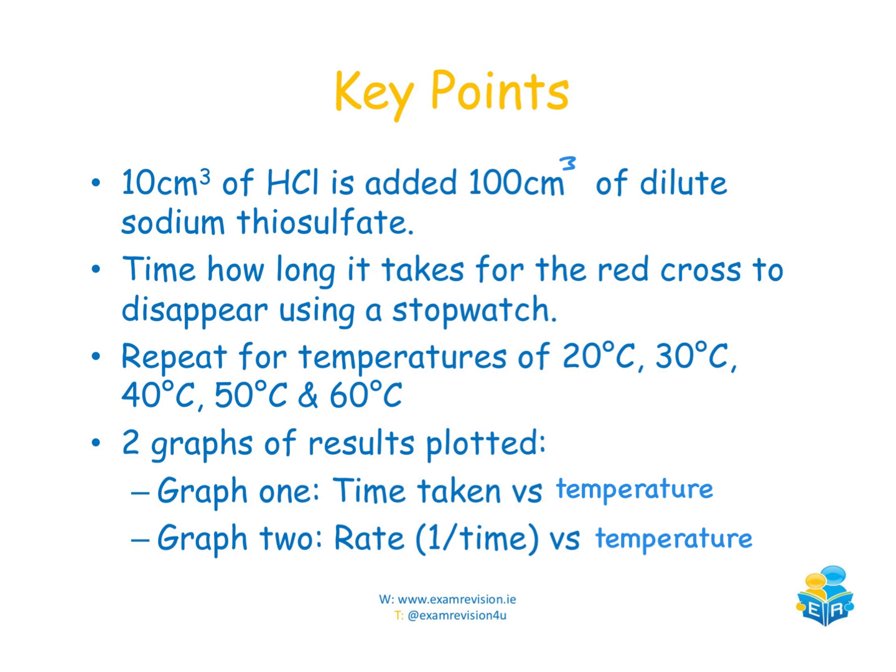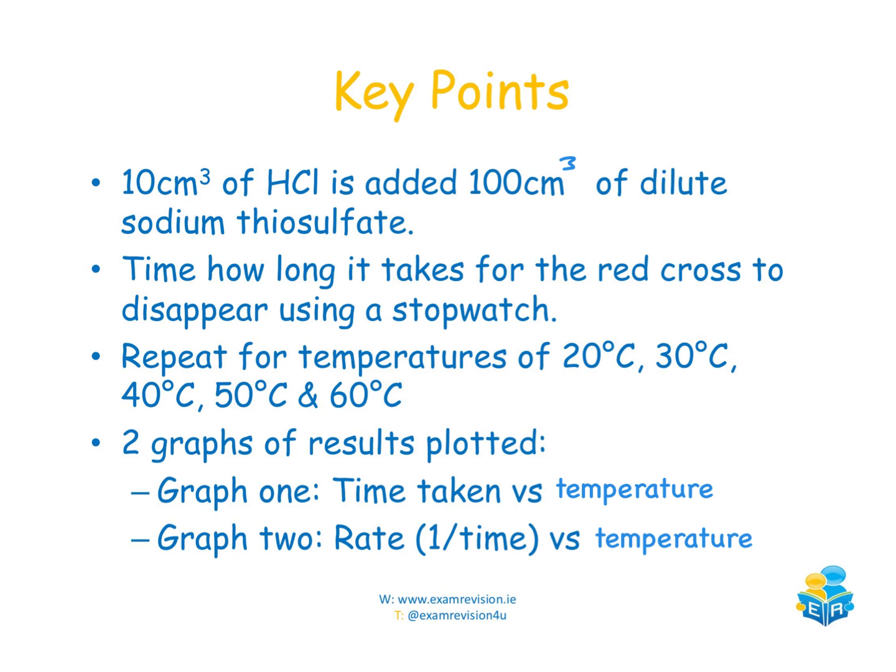So to begin, you would get 10 centimeters cubed of hydrochloric acid, and you would add this to 100 centimeters cubed of sodium thiosulfate at a specific temperature. Then you would place it on top of a red cross, and you would time how long it takes for the red cross to disappear using a stopwatch. You would repeat this process for the temperatures of 20 degrees, 30 degrees, 40 degrees, 50 degrees and 60 degrees. And you would record a results table that would have temperature, time and rate present.